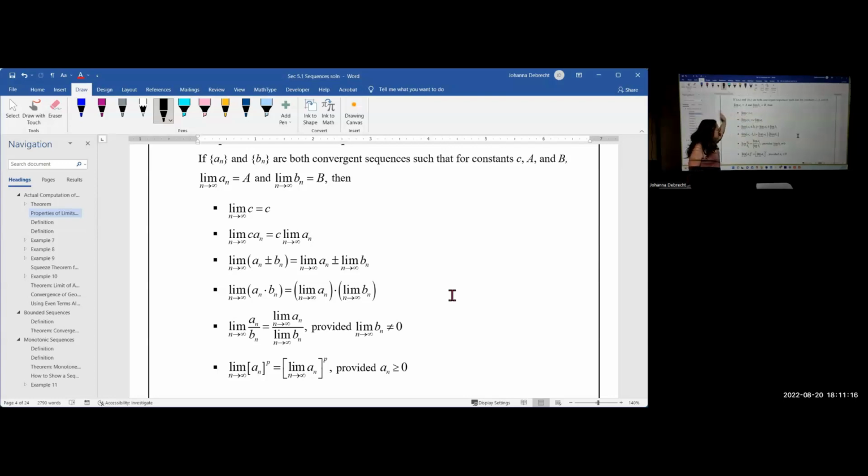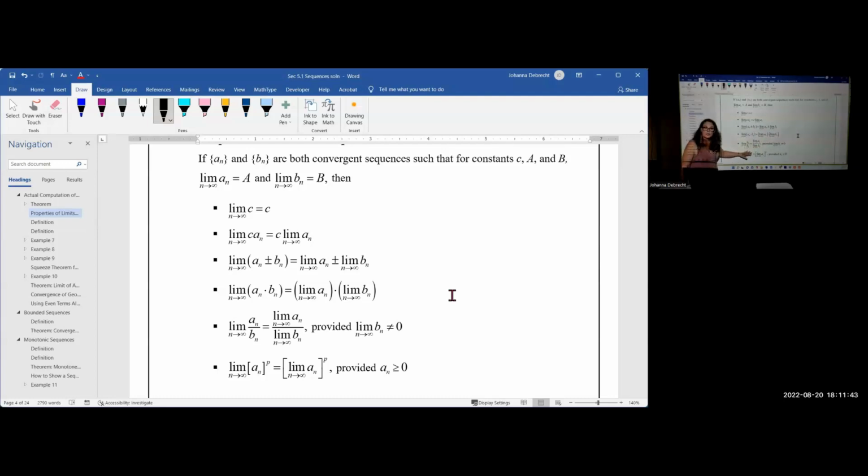the limit of a constant is the constant. The limit of a constant times a sequence is the constant times the limit of the sequence. If two sequences are added together, we can split the limit and make it the sum or difference of limits. Now, this is something we cannot do with derivatives or integration, but we can do it with limits. The limit of a product is the product of the limits, including the limit of sequences.